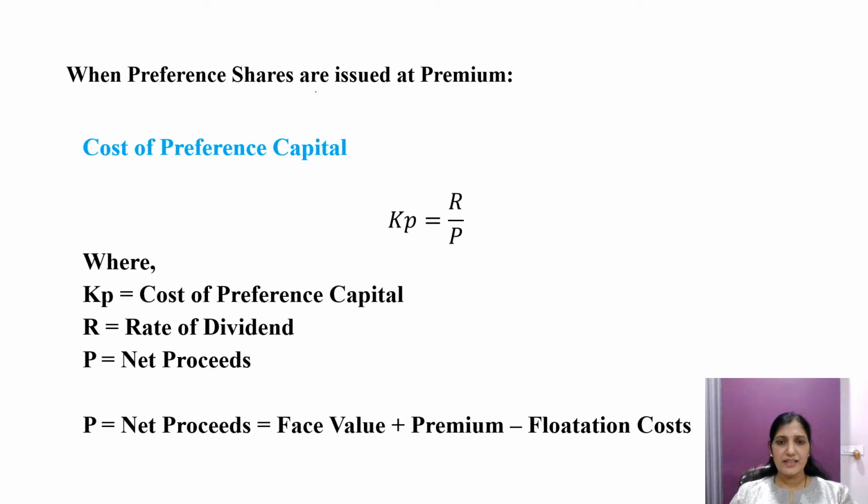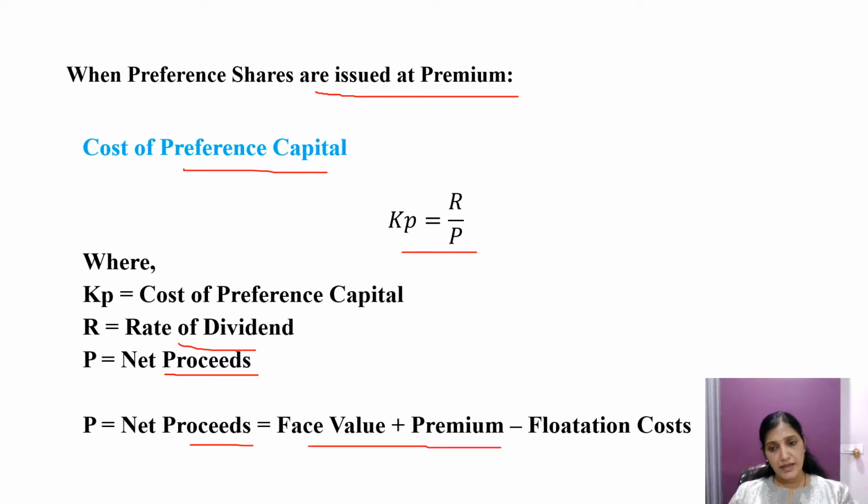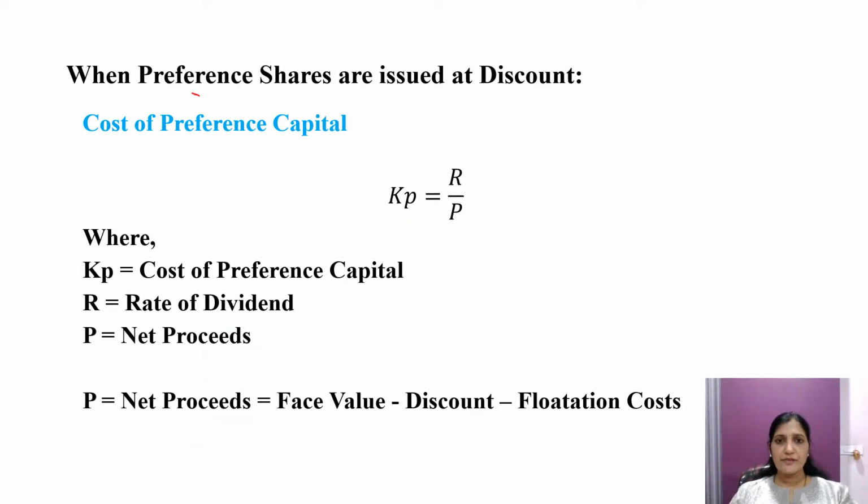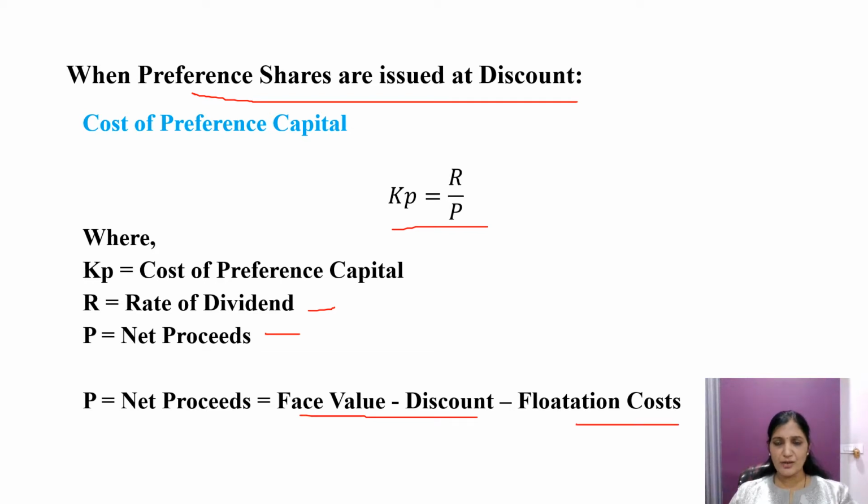So when preference shares are issued at premium, the cost of preference capital, KP, is equal to R by P only, that is rate of dividend over net proceeds. But what happens to the net proceeds? It is face value plus premium minus flotation cost. Next, when preference shares are issued at discount, the formula is the same: cost of preference capital, rate of dividend, net proceeds. But what happens in net proceeds? Face value minus discount minus flotation cost.